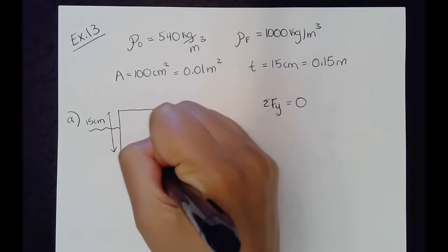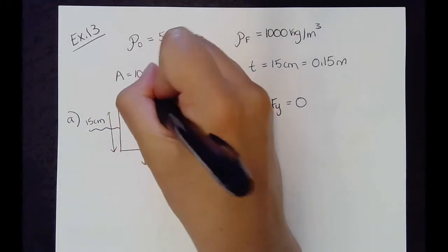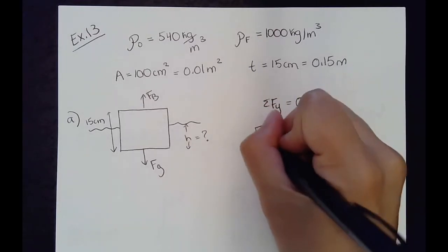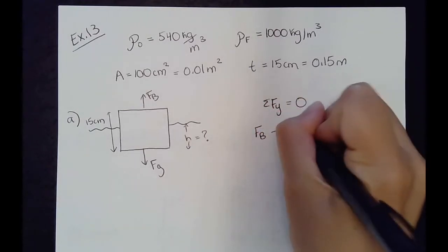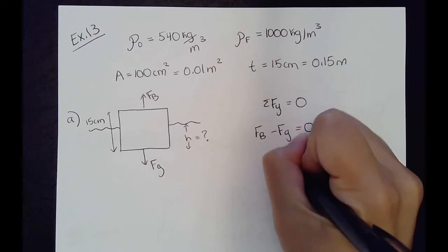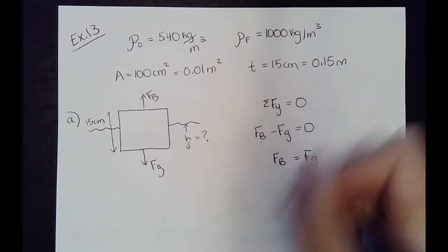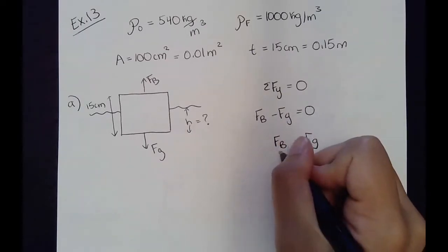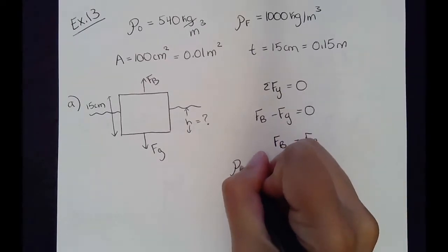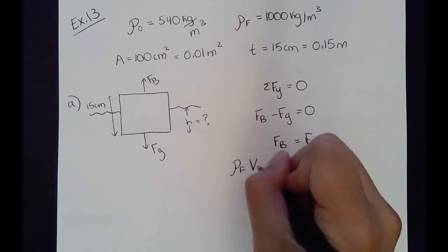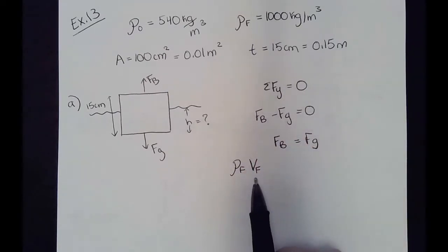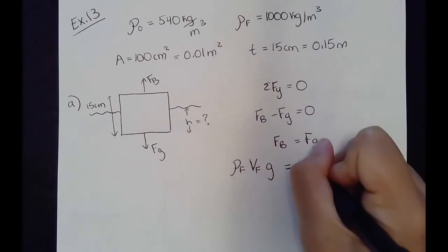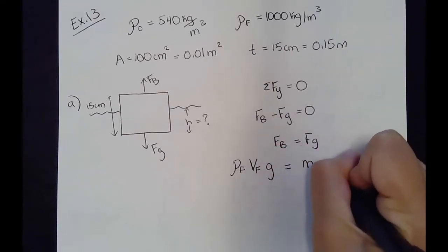We know that the weight is acting downwards and the buoyant force is what is supporting the object in the fluid. So FB minus FG equals 0. We have FB equals FG. And just like the last question, let's plug in the expression for each of these. The buoyant force is going to be rho F times the volume of the fluid displaced, or the object submerged, times G, which equals the mass of the object times G.